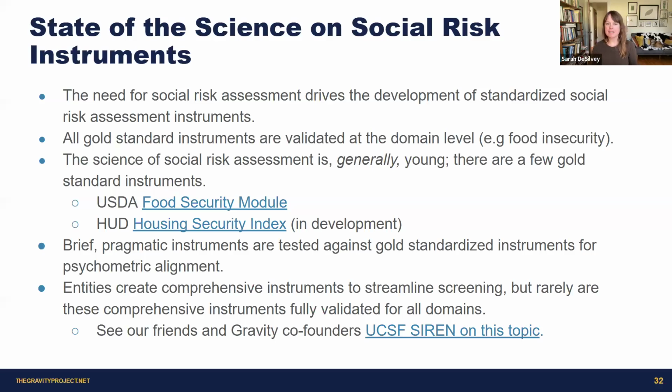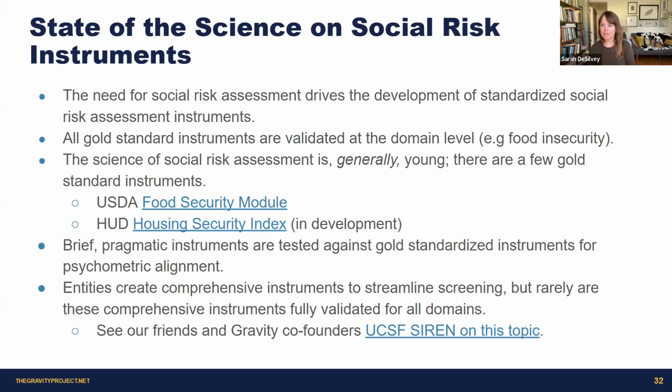So the need for social risk assessment drives development of standardized social risk assessment instruments, right? This is a gap. We want to understand people's social needs, and so instruments are developed. Important thing to note that any gold standard instrument is validated at the domain level, and Lucy was just talking about this, right? So there's a food insecurity instrument. Specifically within housing insecurity, it's complicated enough that instruments are validated often at the subdomain level.